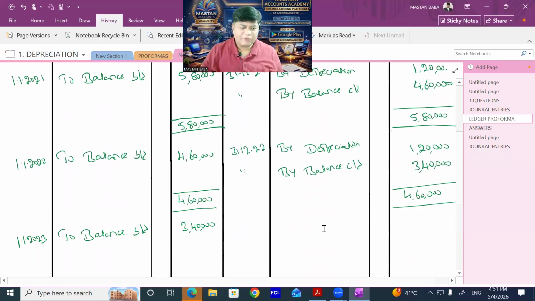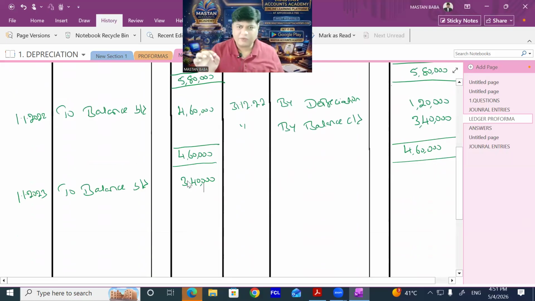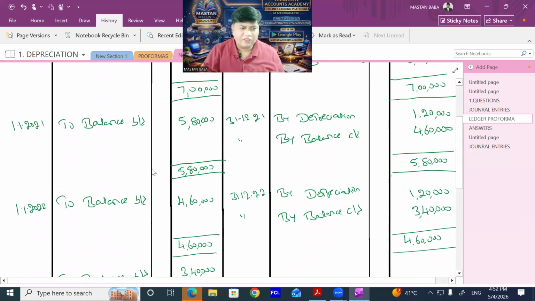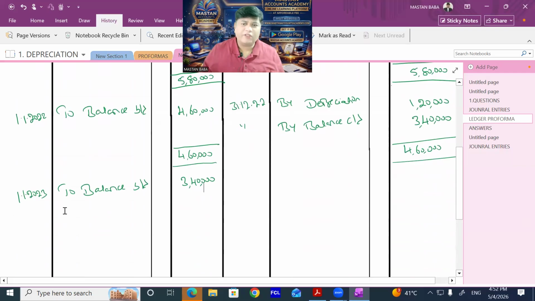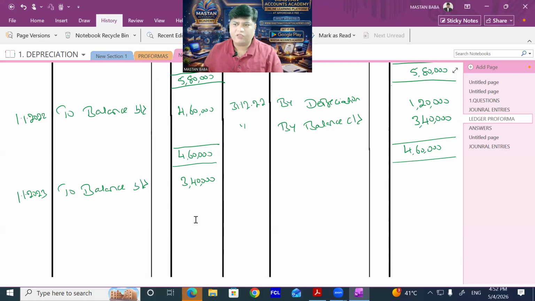So what does this 3,40,000 indicate? The asset which has been bought on 1/1/20 for 7 lakhs, as on 1/1/2023, after getting 3 years of depreciation, the book value of the asset is 3,40,000. That's it. Very simple. This is the procedure of the main part of the answer, and we'll do one more ledger account. The main part is this machinery account only.